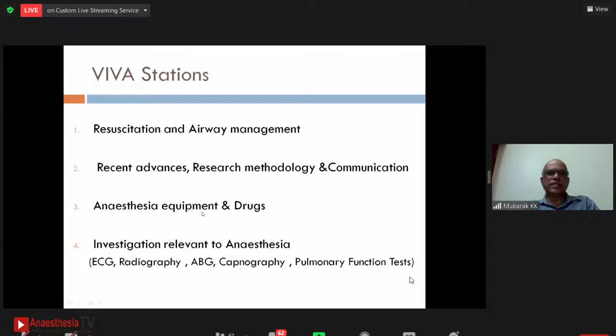The next station is anesthesia equipment and drugs. Then investigations relevant to anesthesia is the 4th station. They will be asking about ECG, X-rays, ABG, and so on. So this will be immediately after the OSCE session, for about 1 hour for the 10 to 12 candidates.